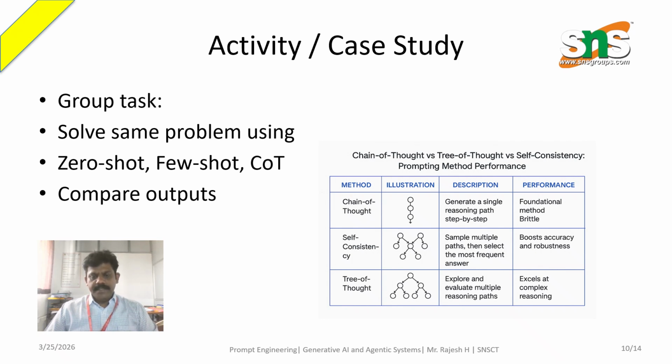If you see COT, it is one by one, step by step. If it is self-consistency, it has a tree structure. But if it's tree of thought, it has a hierarchical tree structure.